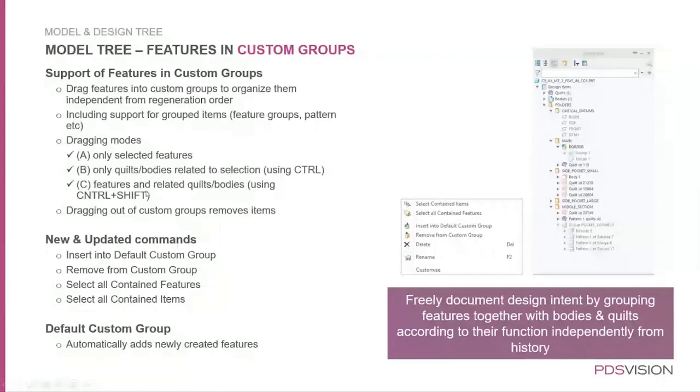And if you want to have everything, basically features and bodies and everything, then you click Control Shift and then just drag from the model tree and you get what you want. Should you want to remove something from here, just click it and drag it away and it will be deleted from that group, but not from the model. And then one of the new things is the default custom groups, so if you have that, then all the new features are heading for the default custom group.